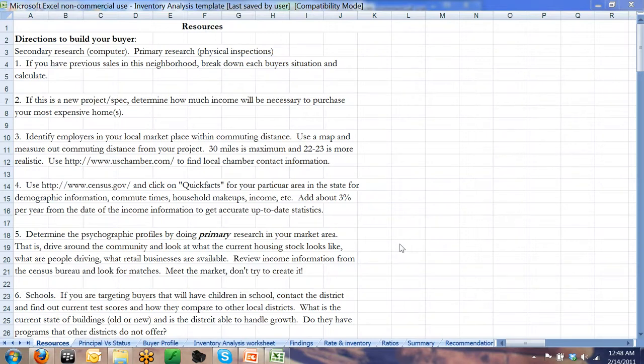So we're going to look at then determining the psychographic profiles by doing primary research in your market area. I like to drive around the community, look for what the current housing stock looks like. What are people driving? What retail businesses are available? Review the income information from the Census Bureau. Look for matches. Meet the market and don't try to create it.